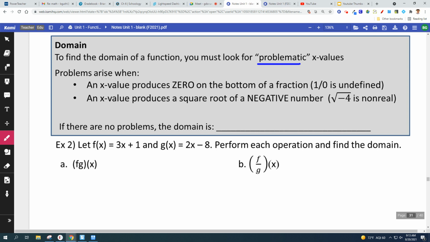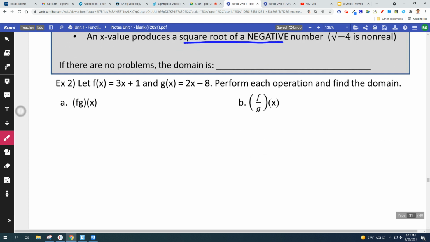So problems arise when you have a 0 on the bottom of a fraction. So you need to look for an x number that's going to make a 0 on the bottom of a fraction. We don't want that. Also, we've seen problems arise when you've got a square root of a negative number. There are other problems that could come up, but those are the two that we're going to see the most, and we need to look for that.